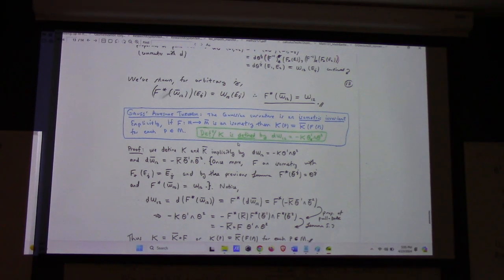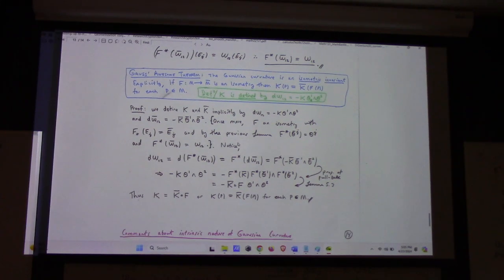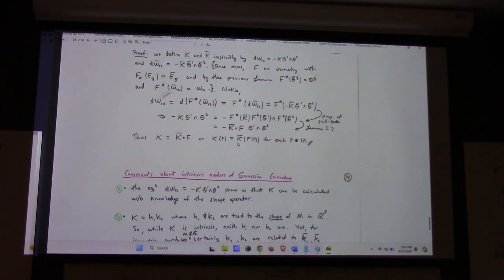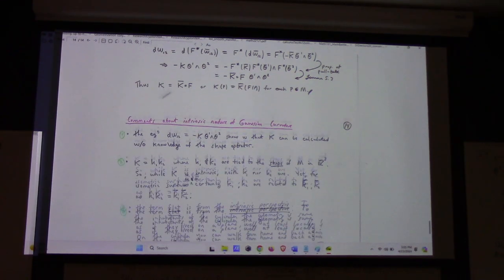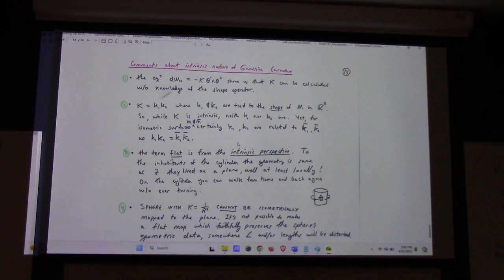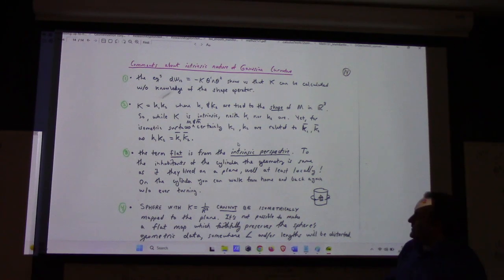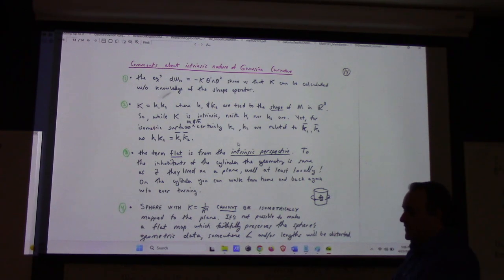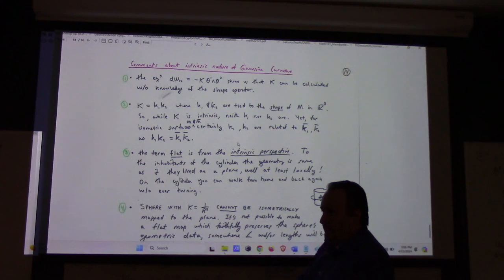So this is not how Gauss saw it. This is Gauss's theorem egregium, which literally means my awesome theorem. Just to give you a brief overview of what's going on here, the exterior derivative of the 1-2 form gives us minus the Gaussian curvature times theta 1 wedge theta 2. That means that K can be calculated without knowledge of the shape operator. But the interesting thing is that K is also the product of the principal curvatures. The principal curvatures are the eigenvalues of the shape operator.